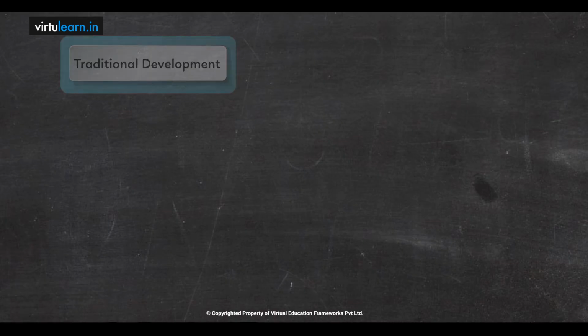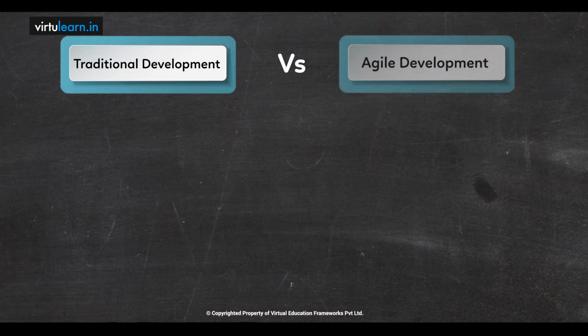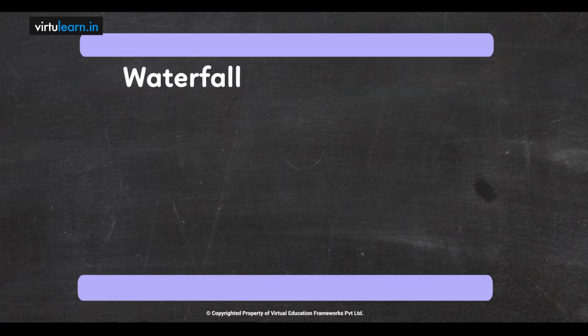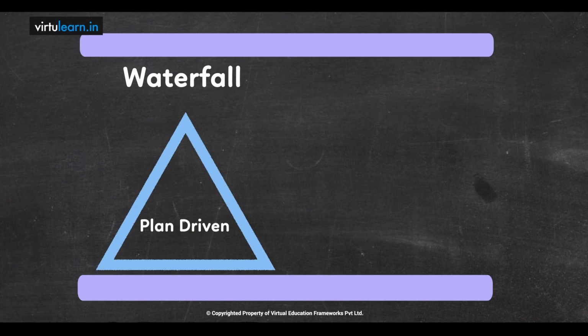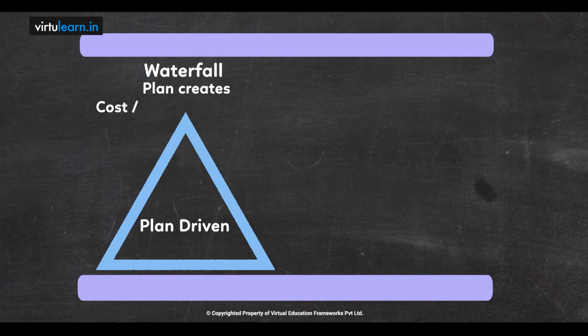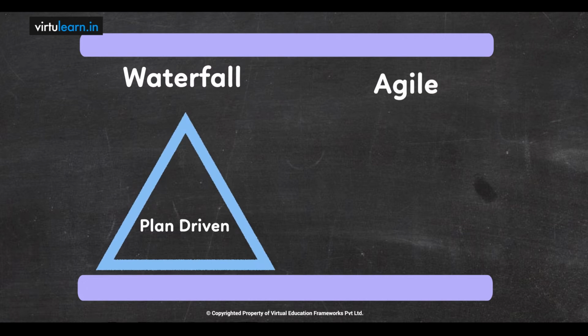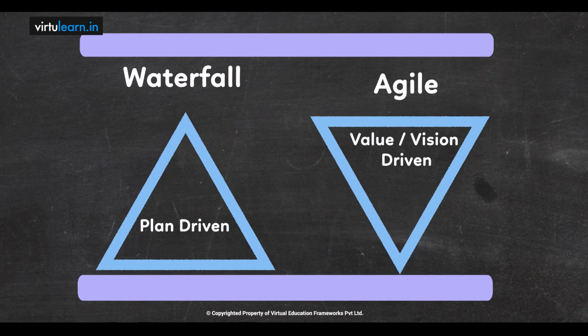Now let's look at traditional development model versus agile development model. Traditional development model, also known as waterfall model, is known as plan-driven model. That means the plan creates the cost, schedule and the estimates for the project. Whereas in agile development model, the vision or value-based delivery creates the features and their estimates.